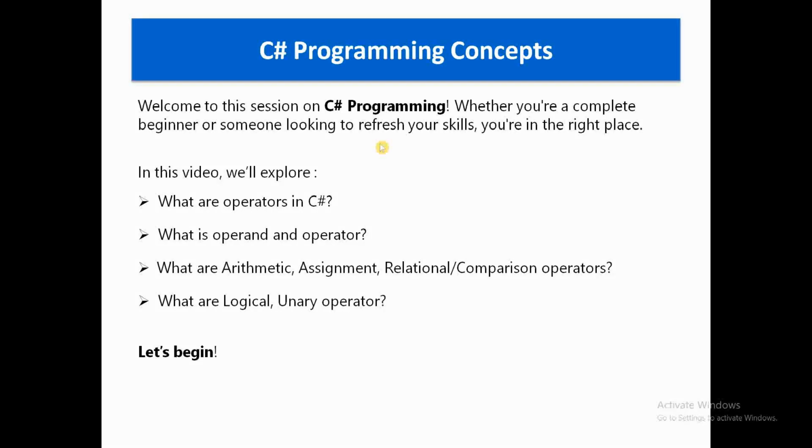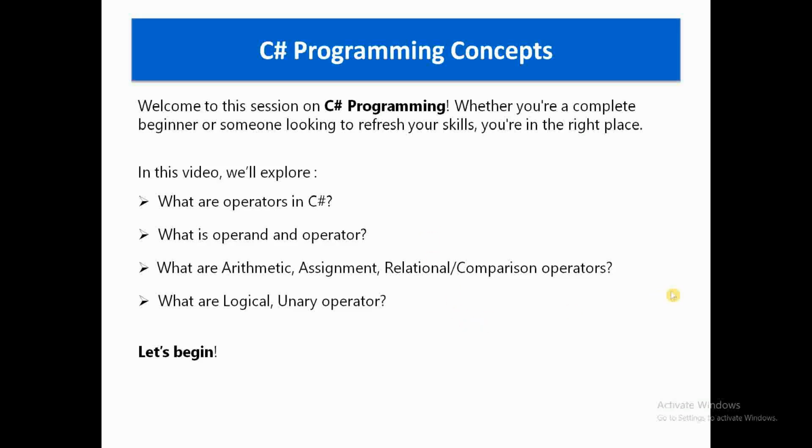Today I will walk you through some C# programming important concepts. So here is the list. First one is what are operators in C# and what is the usage of this, what is the purpose of using operators, what is operand and operators, what is the key difference between these, and what are arithmetic operators, assignment operators, relational comparison operators, and what is the usage where we have to use these operators, and what are logical, unary operators. So these points we will cover today.